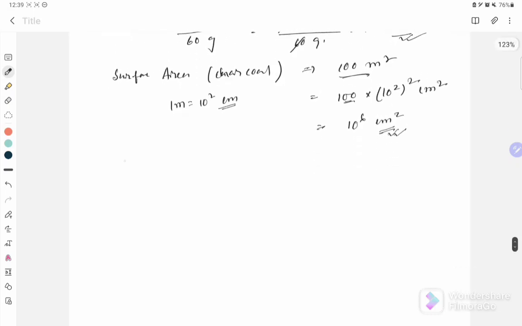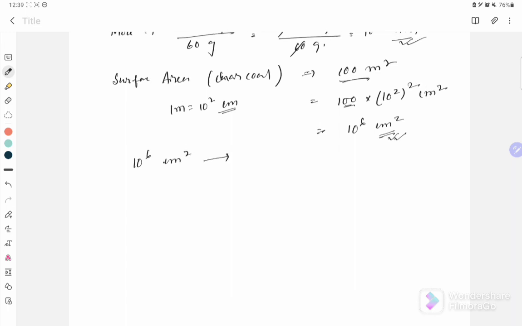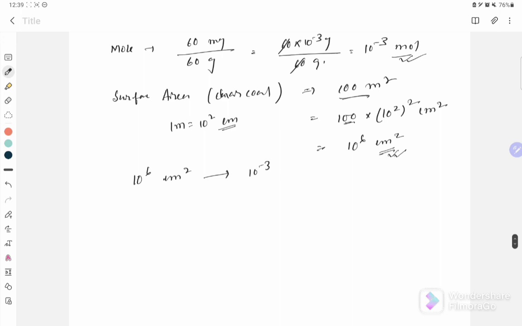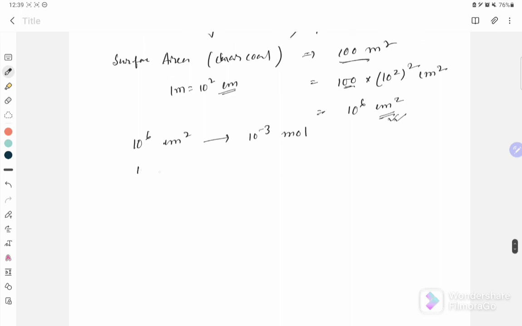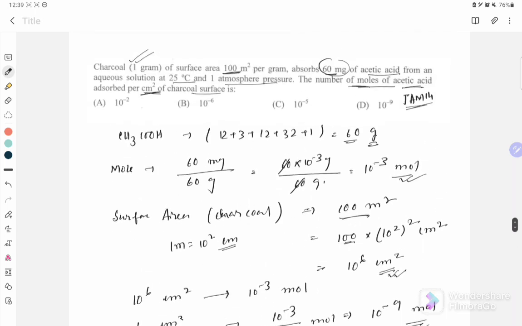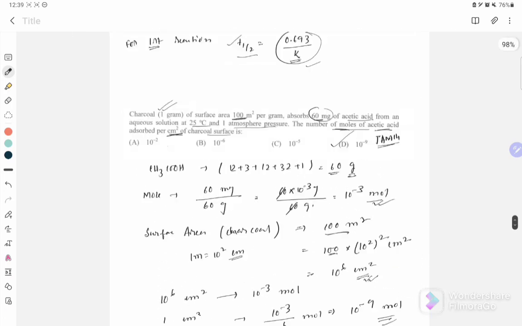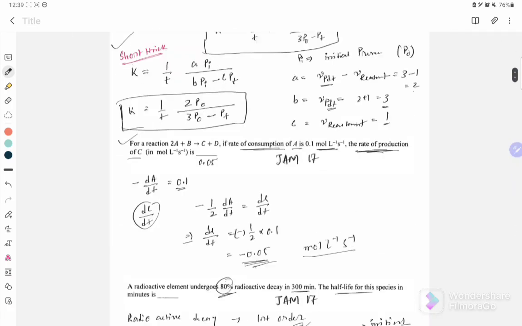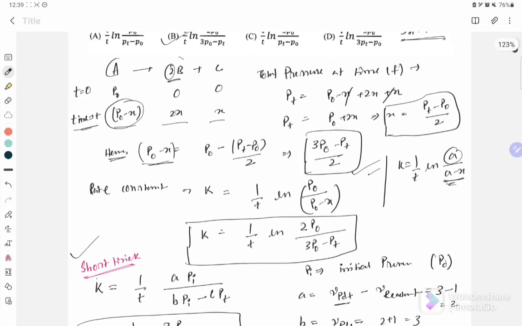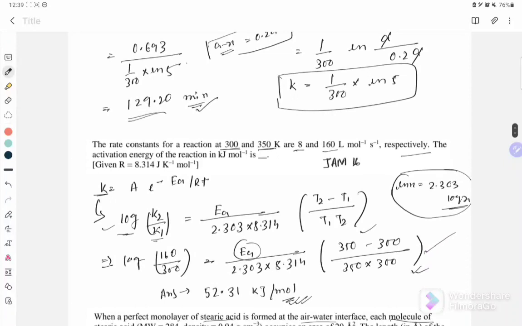So we can say that 10 to the power 6 cm square surface area absorbs 10 to the minus 3 mole. They are asking about per cm square, so 1 cm square will absorb 10 to the minus 3 by 10 to the 6 mole, so that will be 10 to the minus 9 mole. Okay, so this is our answer, and D is the correct option. So we completed JEE Main 14 to JEE Main 17. These are very easy questions, not difficult.